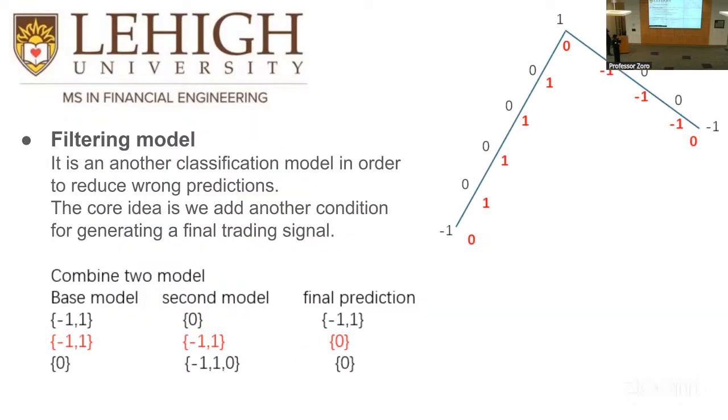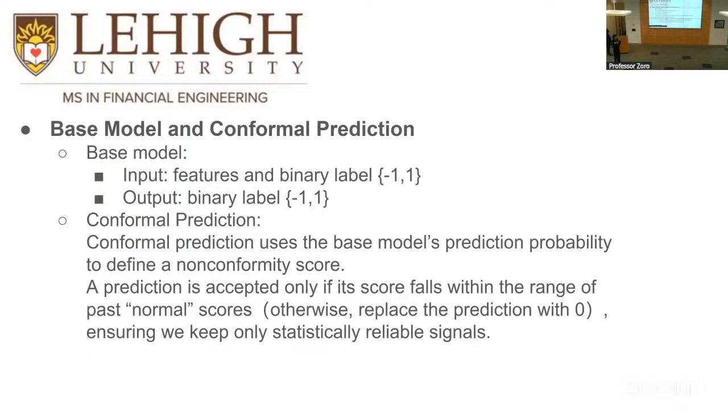And then, after the base model and conformal prediction, we will get output -1, 1, and 0. So think of this: we would always have wrong predictions, but not all wrong predictions are unacceptable. For example, if the wrong prediction is 0, then we won't trade based on that signal, so this won't lead to a false trade. But if the wrong prediction is -1 or 1, we would trade based on the signal, so this would lead to a false trade.